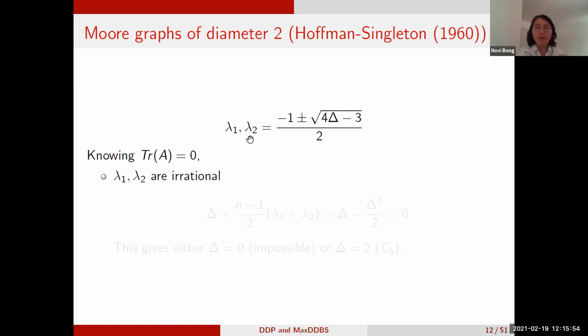So for lambda 1 and lambda 2, given like this, we know that the trace of A is 0. The trace also gives us the sum of the eigenvalues. So if lambda 1 and lambda 2 are irrationals and add up to 0, that means that they should have the same multiplicity, n minus 1 over 2. Lambda 1 plus lambda 2, we sum all of this, and we get 0.